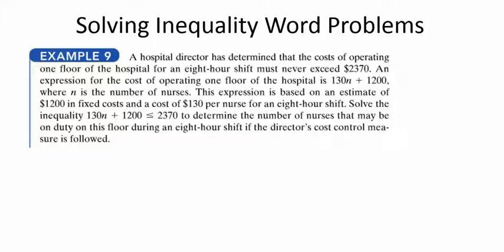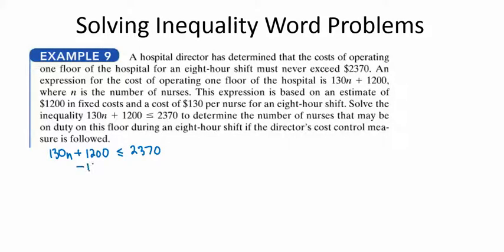An expression for the cost of operating one floor of the hospital is 130N plus 1200, where N is the number of nurses. So what this means is that this expression is based on an estimate of $1,200 in fixed costs, plus $130 per nurse, and we have to make sure that that never exceeds $2,370. It will always be less than or equal to $2,370.